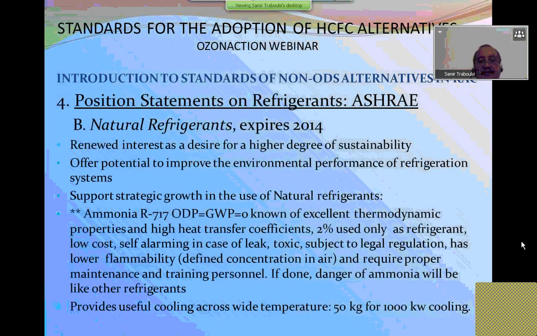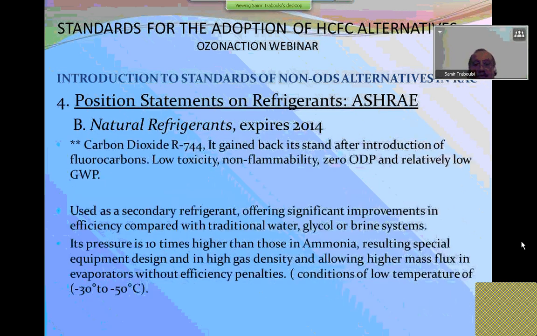The second position statement talks about natural refrigerants. It's a call to move to natural refrigerants. Mainly, we talk about ammonia or R717. It's an ideal refrigerant, but unfortunately, it doesn't come without certain issues, conflicting issues of safety and maintenance or plant design problems. However, just to have an idea of what we're talking about here, 50 kilograms of ammonia can produce up to 1,000 kilowatts of cooling. The second refrigerant I'll discuss is carbon dioxide, R744.